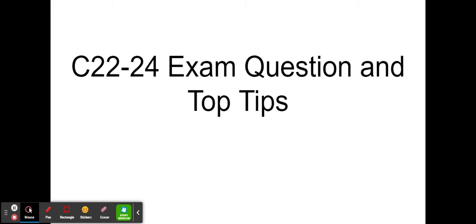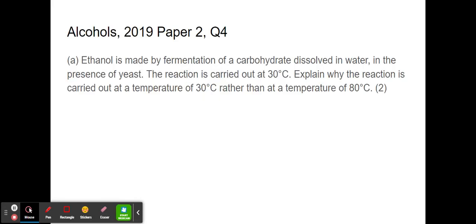The purpose of this video is to look at a GCSE chemistry question for organic chemistry. The question is taken from the 2019 paper 2 and it's question number 4. Ethanol is made by fermentation of a carbohydrate dissolved in water in the presence of yeast. The reaction is carried out at 30 degrees C.